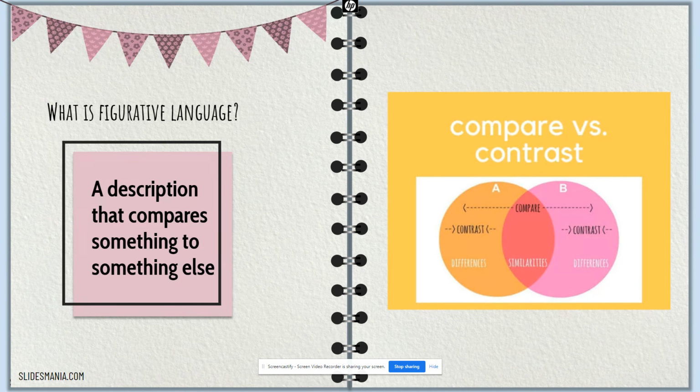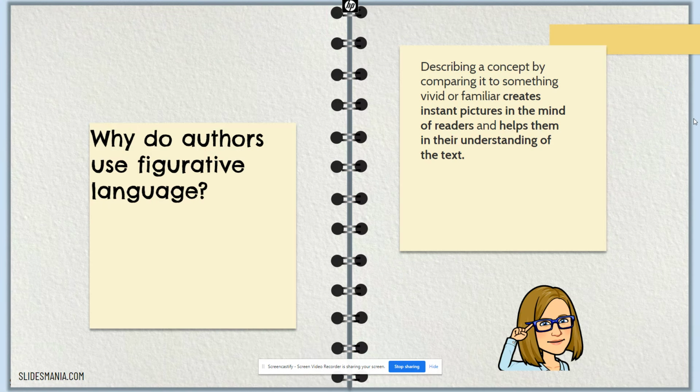And the reason I asked you to do that is because it's a way for us to think about figurative language. Figurative language is a description that compares something to something else. And so what we just did was compare ourselves to objects. Why do authors use figurative language? Well, describing a concept by comparing it to something vivid or familiar creates instant pictures in the mind of readers, and it helps in the understanding of the text. So the author is either using figurative language to help you picture something in your head, or to help you understand something that the author thinks you might not get otherwise.